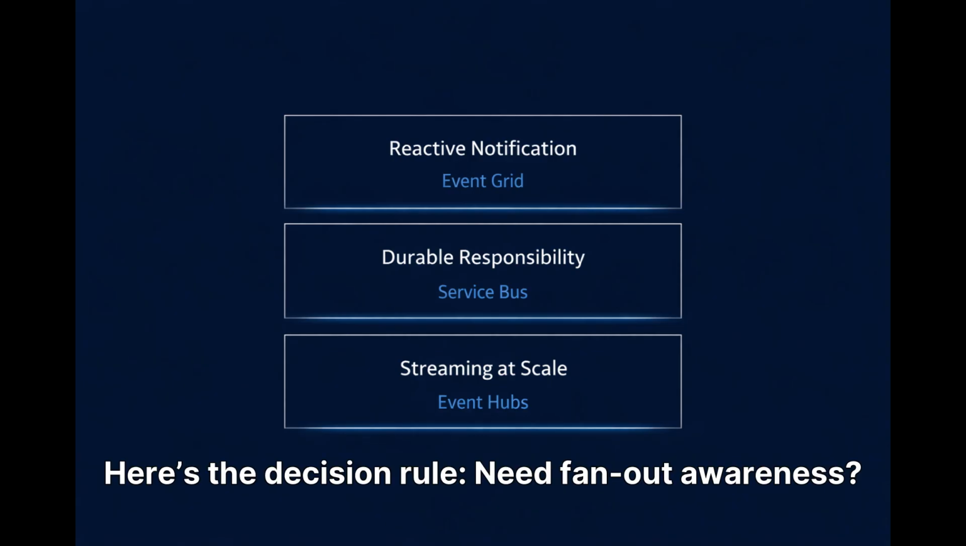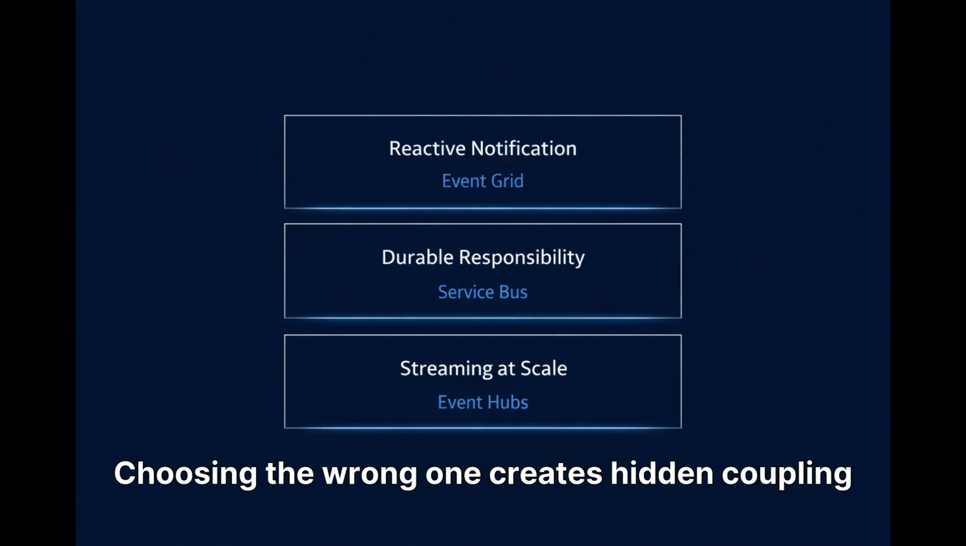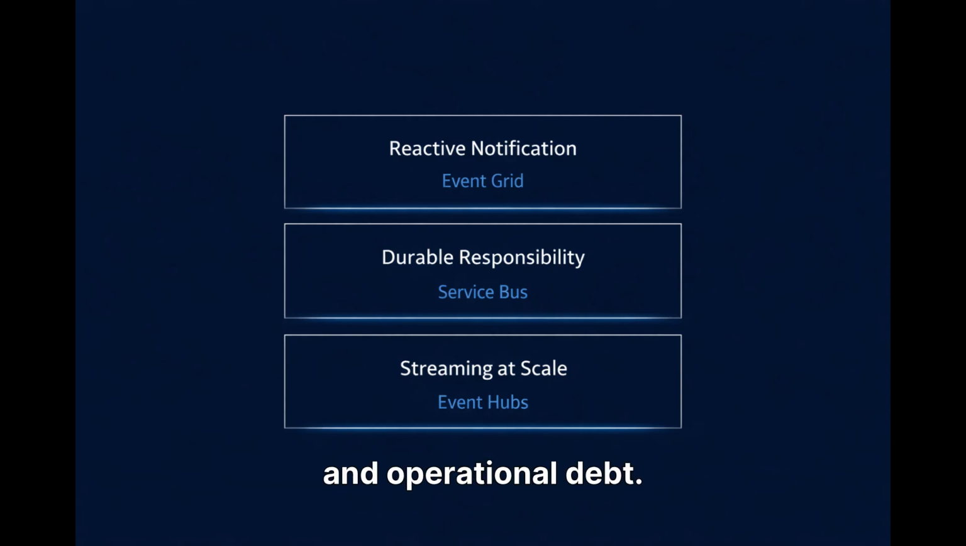Here's the decision rule. Need fan-out awareness? Event Grid. Need guaranteed processing? Service Bus. Need replayable time at scale? Event Hubs. These aren't interchangeable. Choosing the wrong one creates hidden coupling and operational debt.